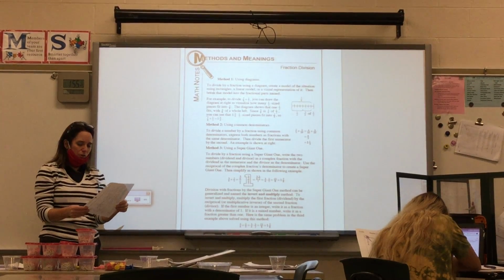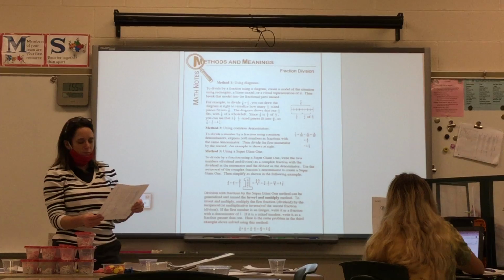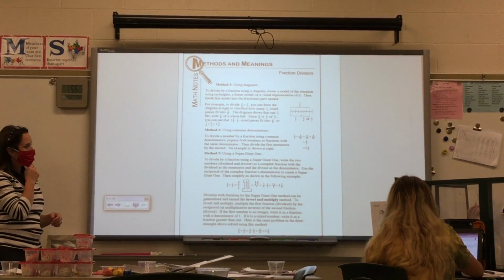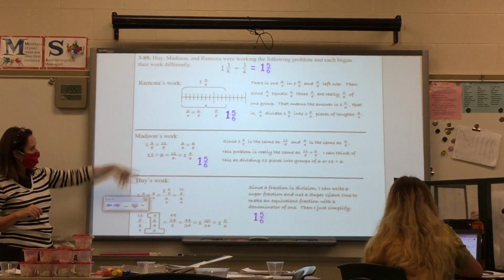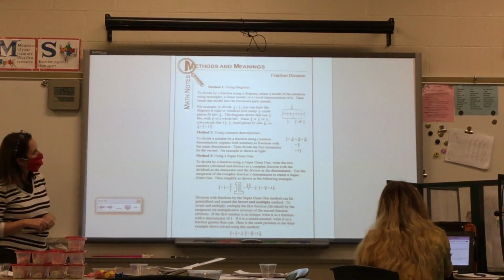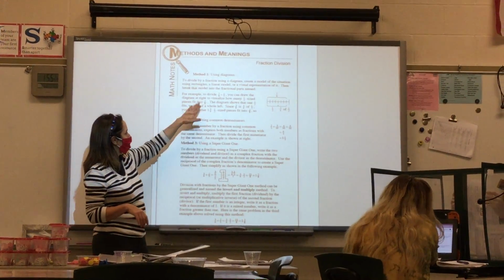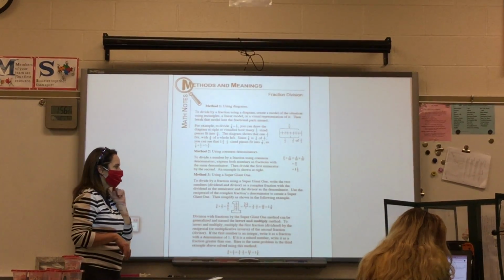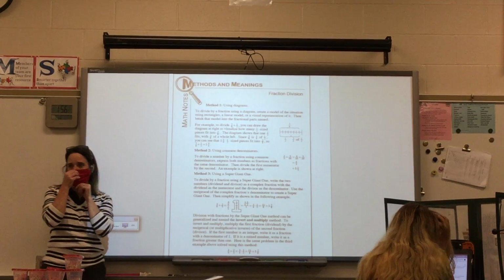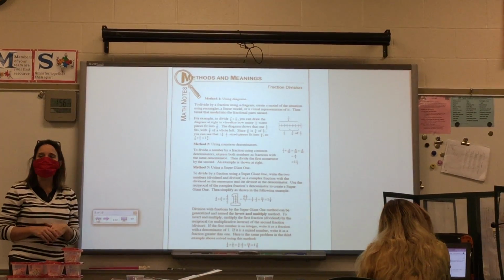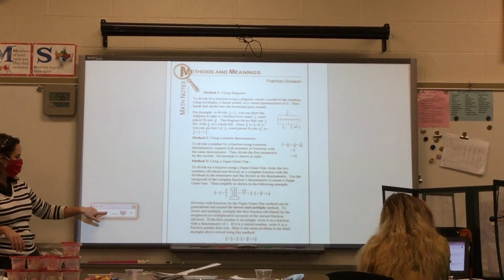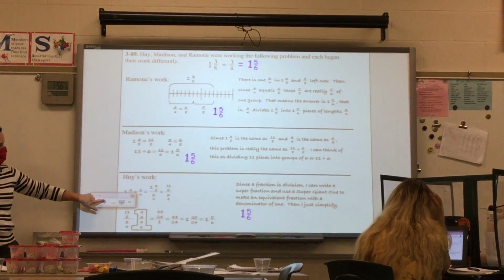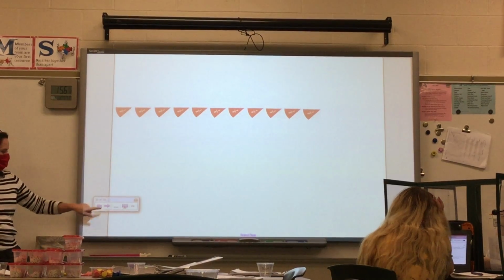The first one I'm gonna look at is Ramona's method. Ramona likes to use a number line. So this is the different methods. This is also the different methods, it just doesn't name them. So Ramona likes a number line, Madison likes common denominators, Hugh likes multiplying by the reciprocal. So you'll have to decide which one you like after you've practiced all 3. So I'm gonna look at the number line first. I'm gonna show it 2 different ways.